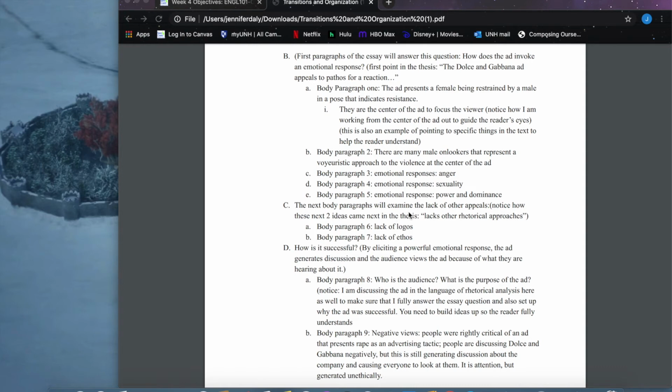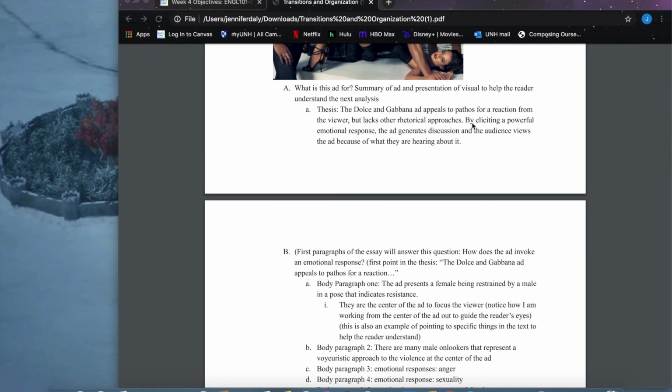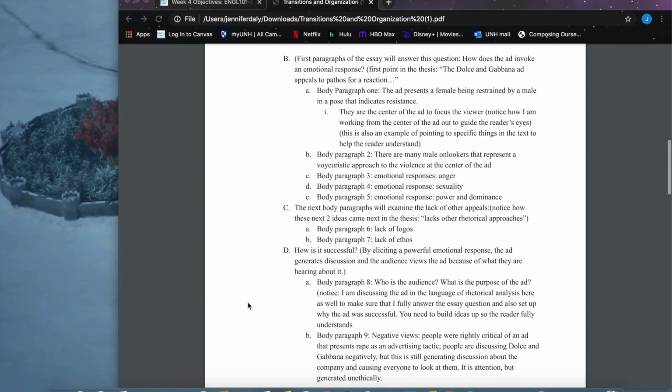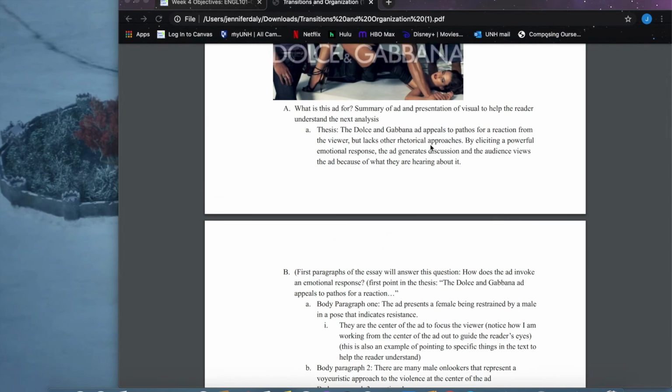My next body paragraph will examine the lack of other appeals. Notice how these next two ideas came in the thesis: lacks other rhetorical approaches. Body paragraph 6 will be about logos, 7 about lack of ethos. Actually, you should have done another paragraph on the lack of kairos as well, but that's kind of unclear in this ad. So how is it successful? By eliciting a powerful emotional response, the ad generates discussion.